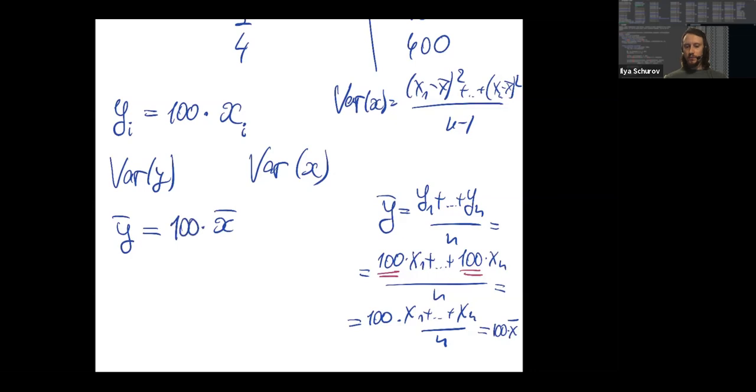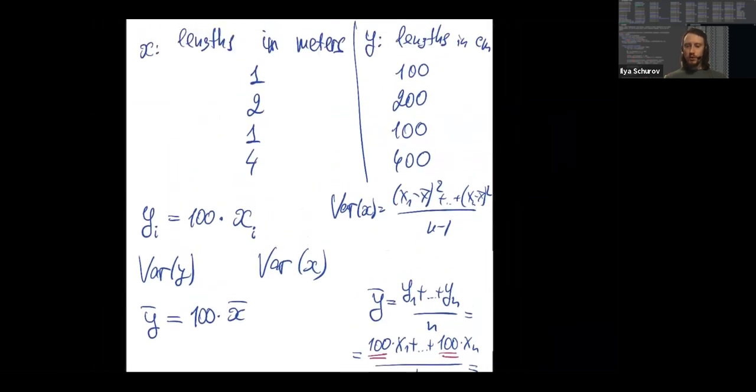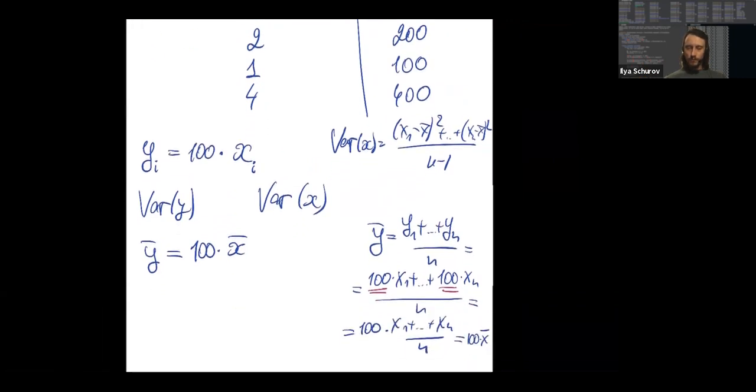So we see that if I multiply all values by 100, then the average value is also multiplied by 100. And this is what we expect, because if I just switch units of measure from centimeters to meters, then everything will change in the same way, and the average will also change in the same way as the elements of our sample. But what about variance? Okay, I have two answers and both are correct. Anybody else? I need a specific value. How to find the variance of y if I know the variance of x?